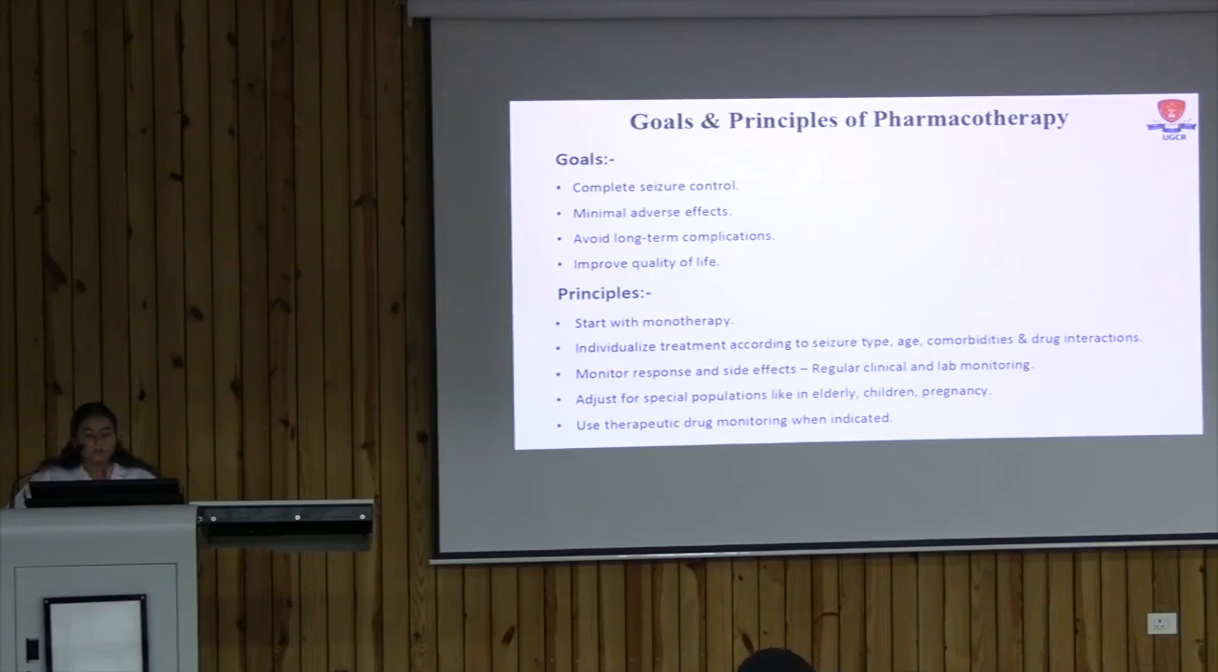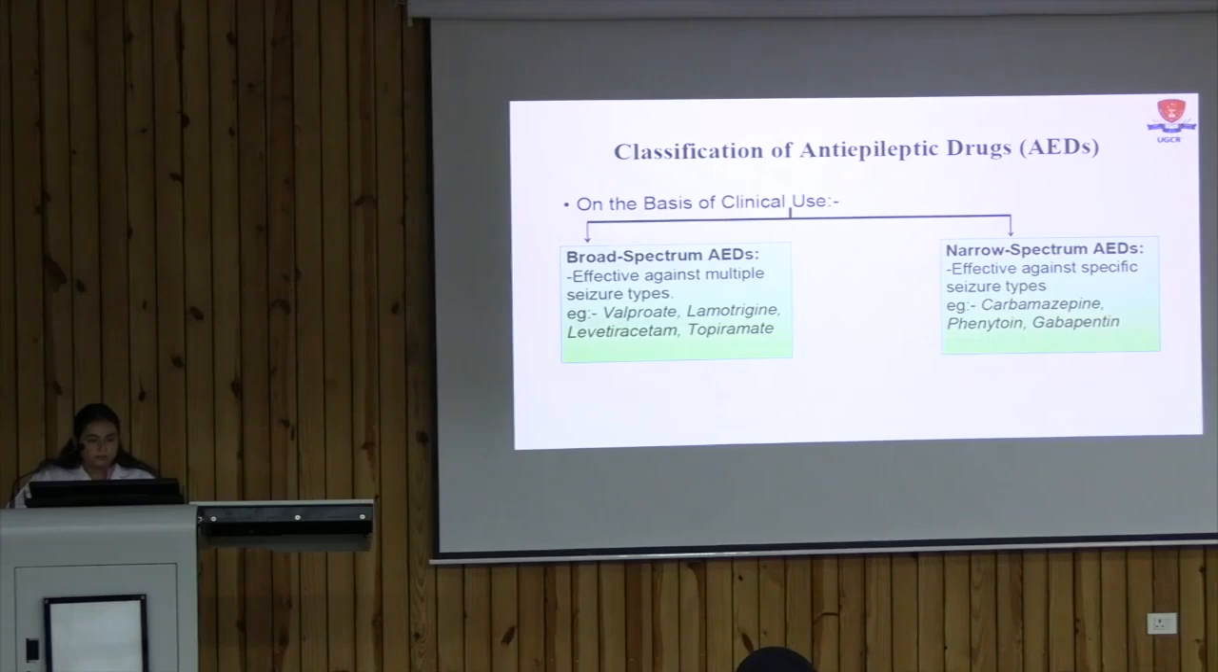The goals of pharmacotherapy are to achieve complete seizure control with minimal adverse effects, along with avoiding long-term complications and improving the quality of life of the patient. The principles are to start with monotherapy, individualized treatment according to seizure type, age, comorbidities and drug interactions, monitoring the response and side effects along with regular clinical and lab monitoring, adjustment for special populations like the elderly, children and pregnancy, and use therapeutic drug monitoring as and when indicated.